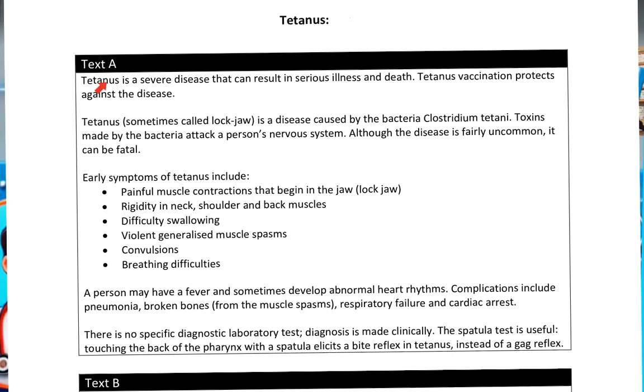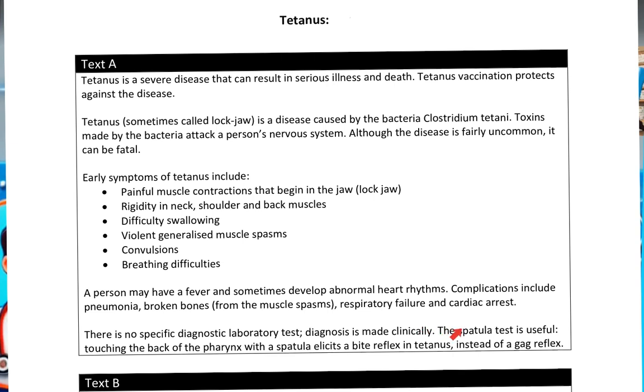Text A. Tetanus is a severe disease that can result in a serious illness and death. Tetanus, sometimes called lockjaw, is a disease caused by the bacteria Clostridium tetani. Early symptoms of tetanus include, then these are the symptoms. A person may have a fever and sometimes develop abnormal heart rate. Complications include, so we are talking about complications. There's no specific laboratory diagnosis test. Diagnosis is made clinically.